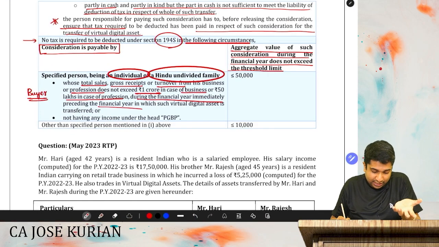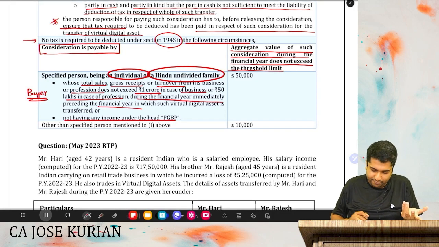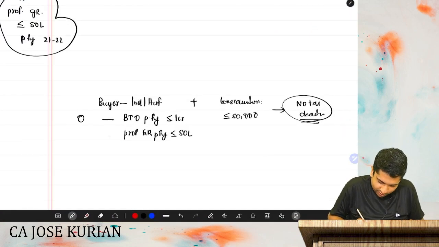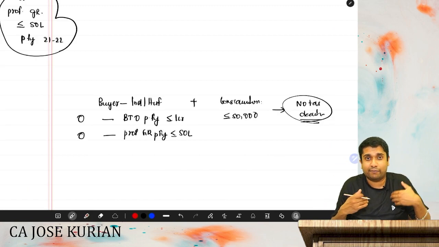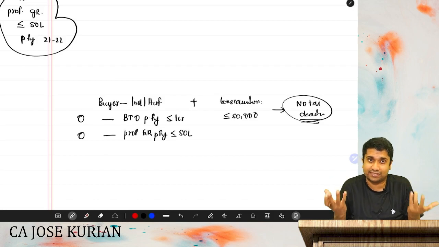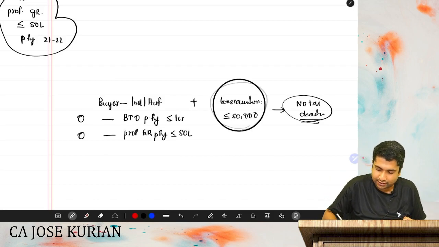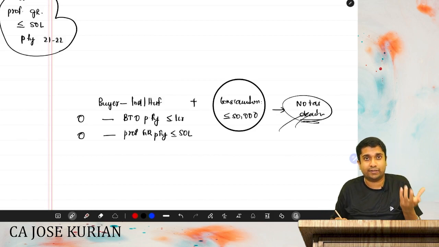Now friends, if I do not have any income under PGBP, that simply means if my turnover in the preceding financial year is 0 or gross receipts in the preceding financial year is 0, that simply means I am an individual or HUF, I do not have any business. In that case also, if my consideration does not exceed 50,000, that means if it is less than or equal to 50,000, then again TDS is not required to be deducted.